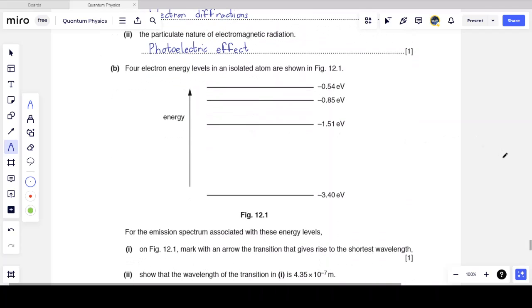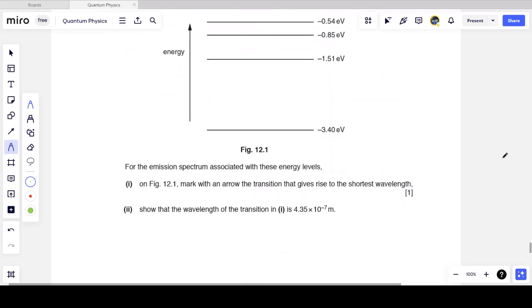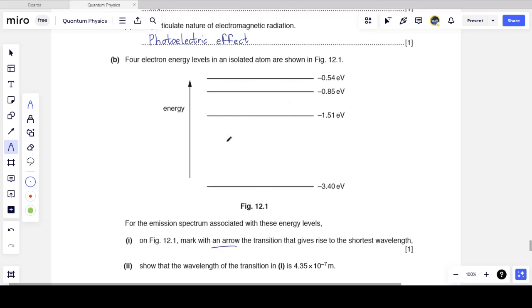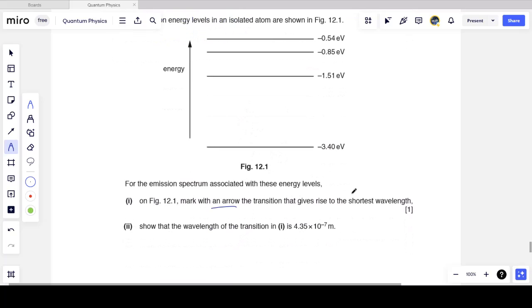We're then given 4 electron energy levels in an isolated atom, shown in the figure. And we are told, for the emission spectrum associated with these energy levels, to mark with an arrow specifically the transition that gives rise to the shortest wavelength. So an electron is somewhere here, it jumps down and gives rise to the shortest wavelength.